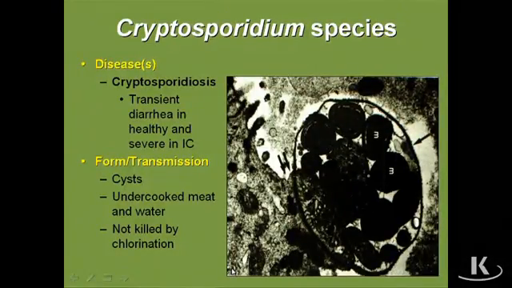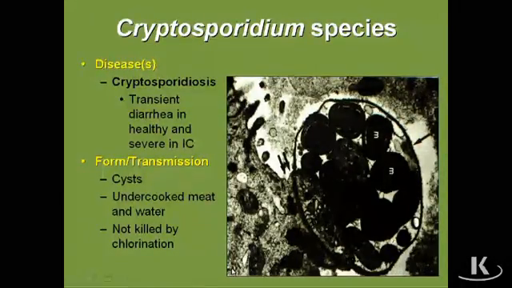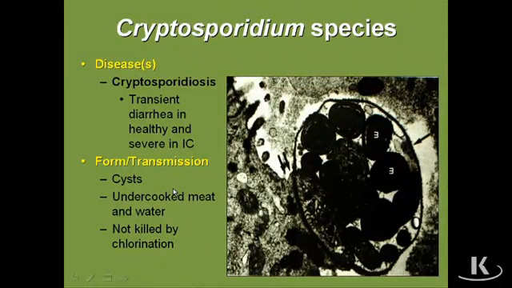And it's very, very common in AIDS patients, very difficult to treat. So we have transient diarrhea, usually in immune-compromised or AIDS patients, and the transmission is cysts from undercooked meat and then contaminated water. This is an example of a cyst. Now, this is an acid-fast staining of a cyst, but Cryptosporidium are actually acid-fast. The cysts are actually acid-fast, so that's one of the things that they're probably going to mention.